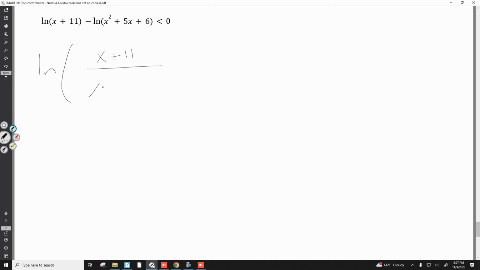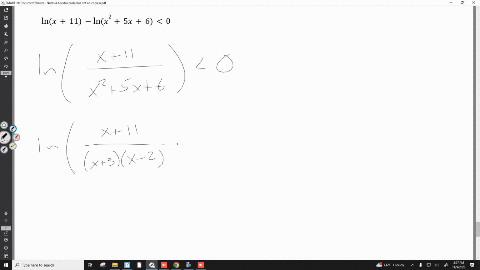Step 1, I'm going to condense. Log properties are used when solving log equations and exponential equations, guys. That's why we learn them. We have a rational function inside of a logarithm. I'm going to factor this rational function.